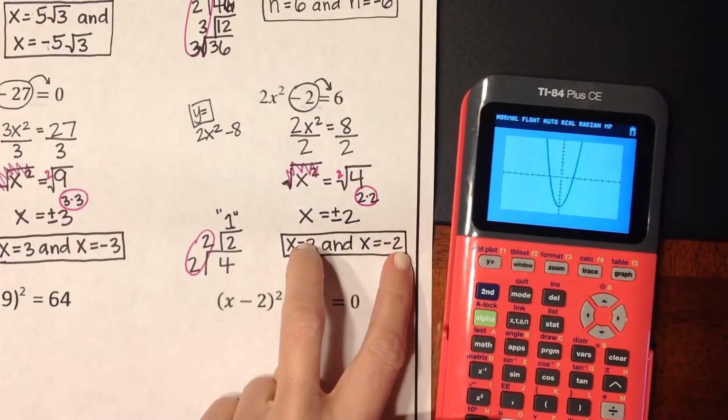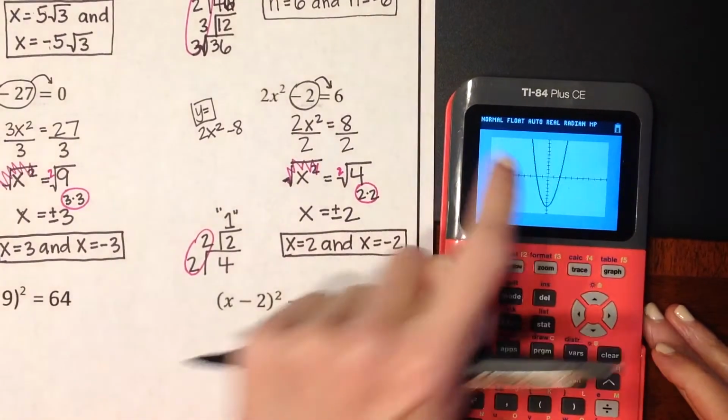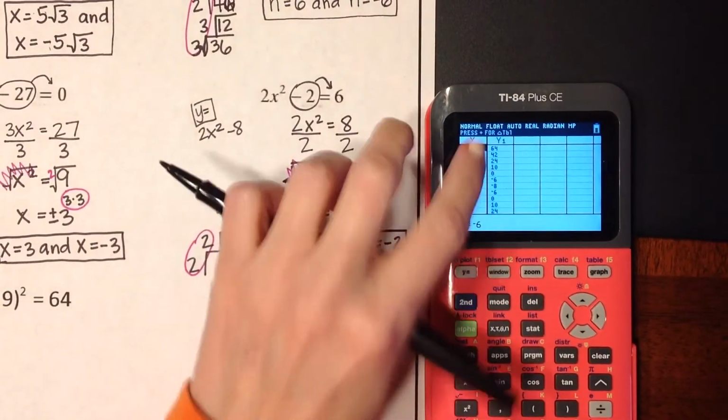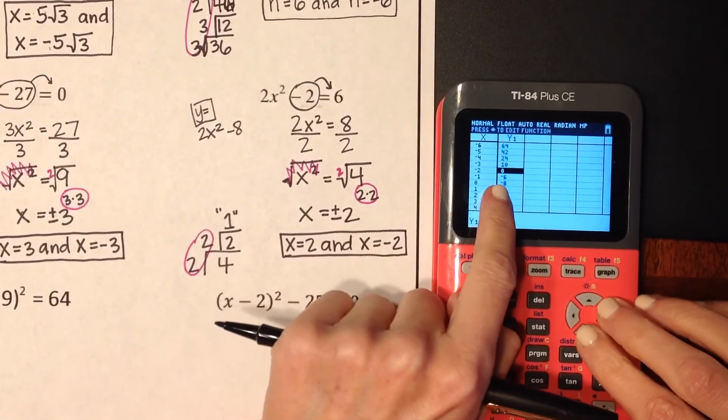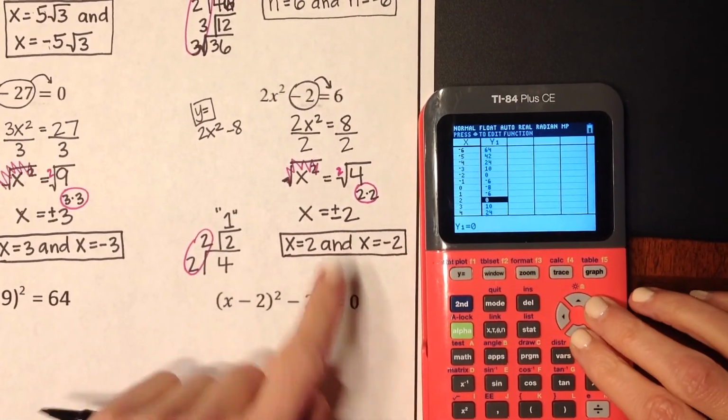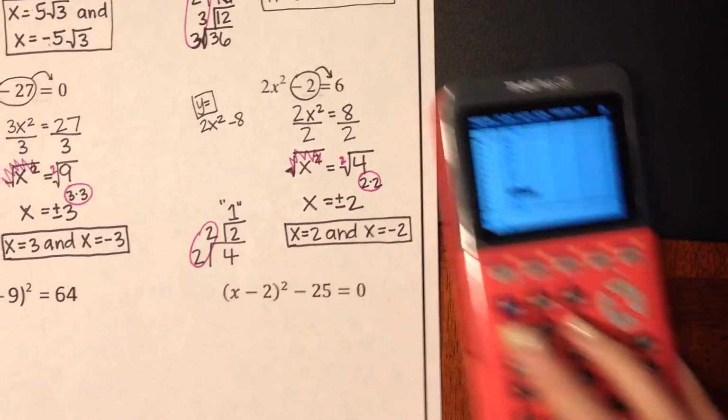It appears they do cross at 2 and negative 2, but if they're whole numbers, I can check in my table because I can see those solutions very easily. At negative 2, there's a 0. At positive 2, there's also a 0. So yes, our solutions do check.